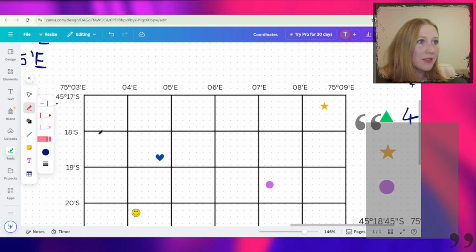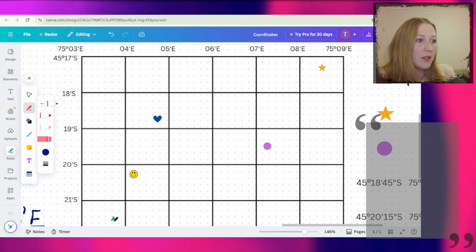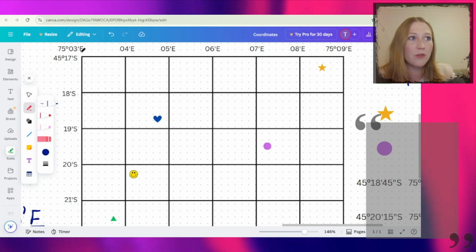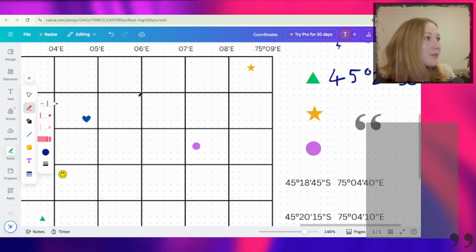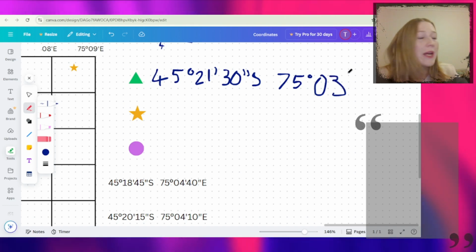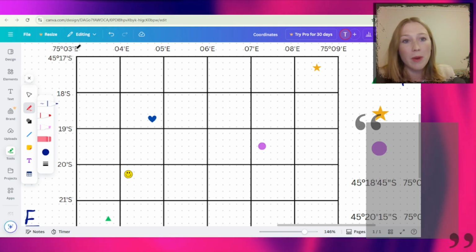So it is 75 degrees, 3 minutes. Do we see that? So it's over here. So we're following that line up. So it's between 3 and 4 minutes. So it's 3 minutes. I'm going to put in the 0. Whether or not you put in the 0 depends on the map. In this case, I have 0, 3 by my minutes.